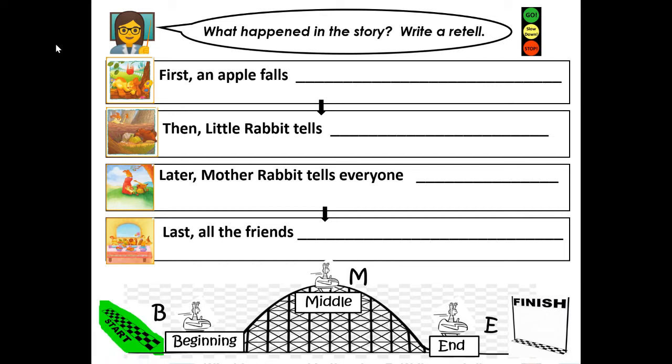We're going to use our colors. Green means go. It's the start of the retell or the beginning, and you're going to use the sequence word first. Then we're going to slow down, yellow, and go to the middle of the story, retell the middle, and we're going to use the words then and later. And then we're going to go stop and use red and the finish or end of the story, and you're going to use the word last.